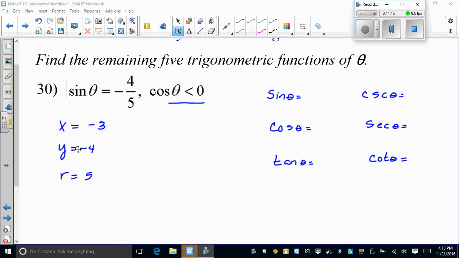Now, they gave us a sine value, negative 4 over 5, which makes cosecant negative 5 over 4. And then cosine is x over r, so negative 3 over 5, which gives us secant of negative 5 over 3. And then tangent is y over x, both negative, so it's going to be positive, 4 over 3. And the reciprocal of that would be 3 over 4.